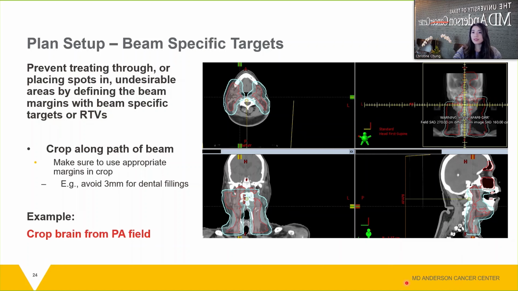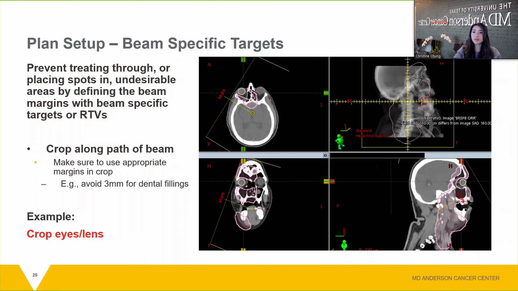And in this case, I cropped the brain out of the PA field. And so you can see the actual target goes up pretty high, but we don't need the PA treating the brain field. We can throw on some more anterior beams for that. And so I just cropped the brain out of that. And this one, I cropped 3 millimeters away from the eye and 10 millimeters away from the lens. You can see here that it's parallel.